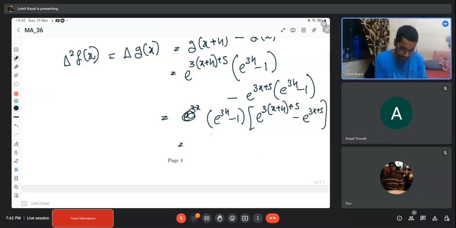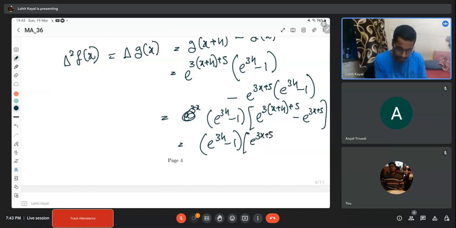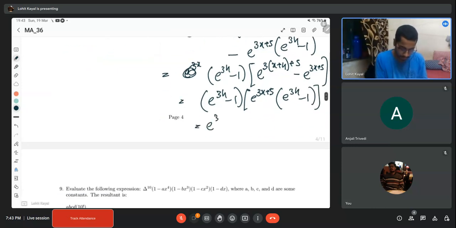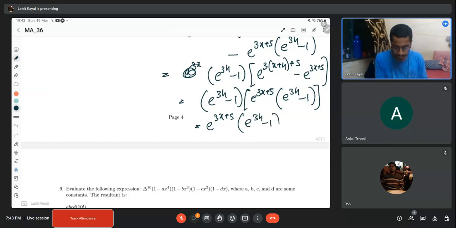There is some common factor as well. E to the power 3x plus 5 is a common factor. So it will be then e to the power 3h minus 1. So the final answer is e to the power 3x plus 5, times e to the power 3h minus 1, whole square.